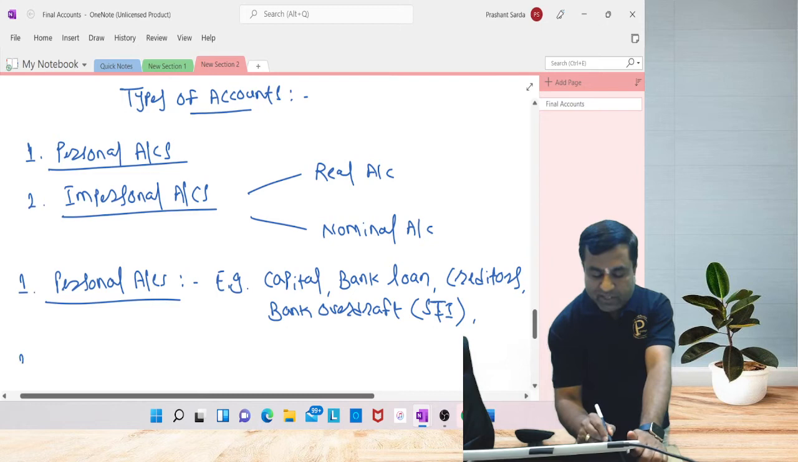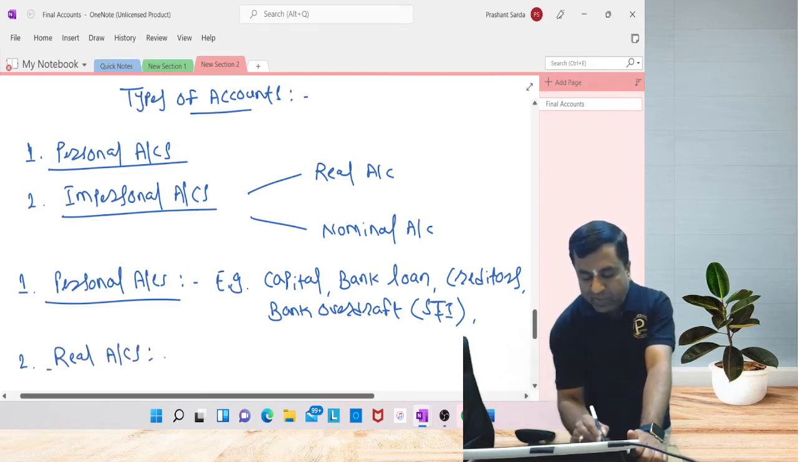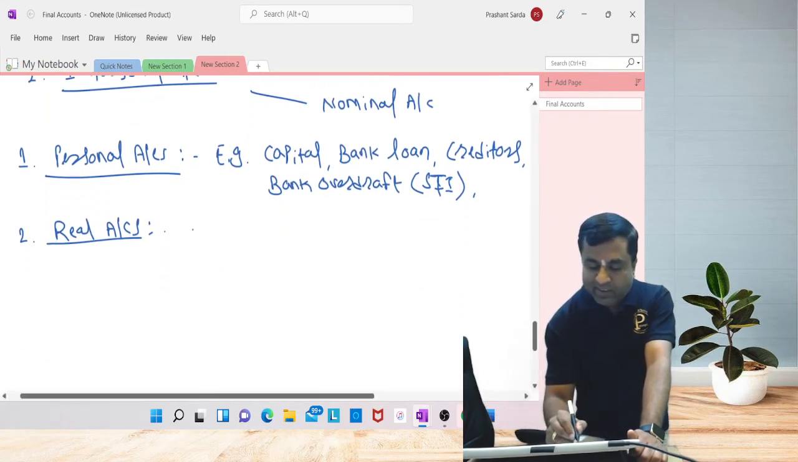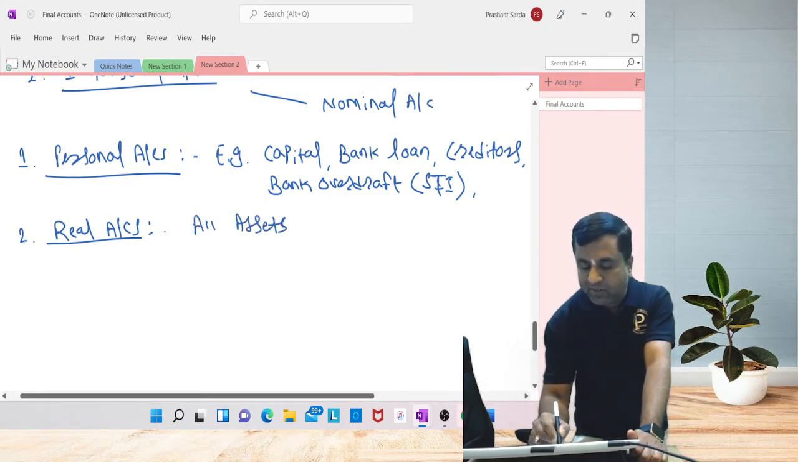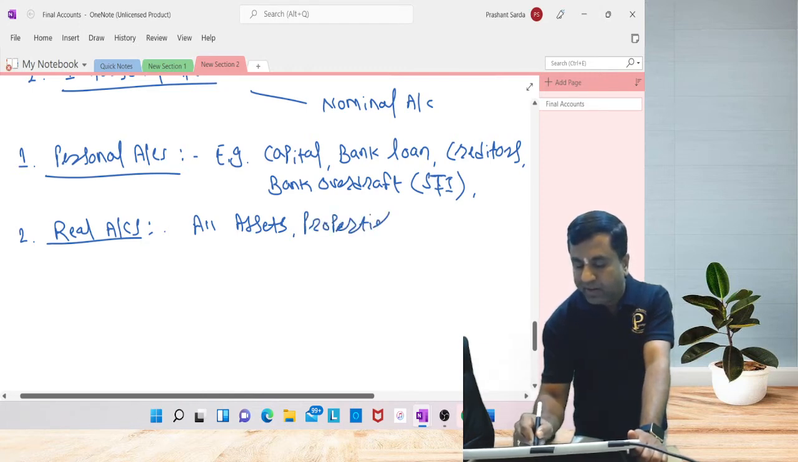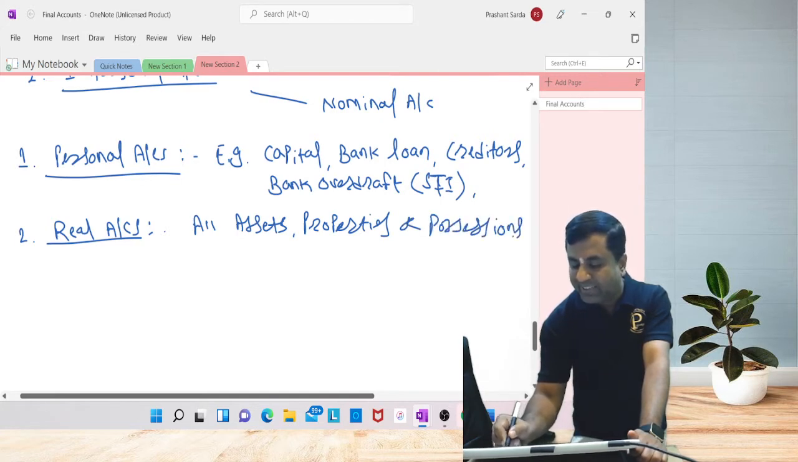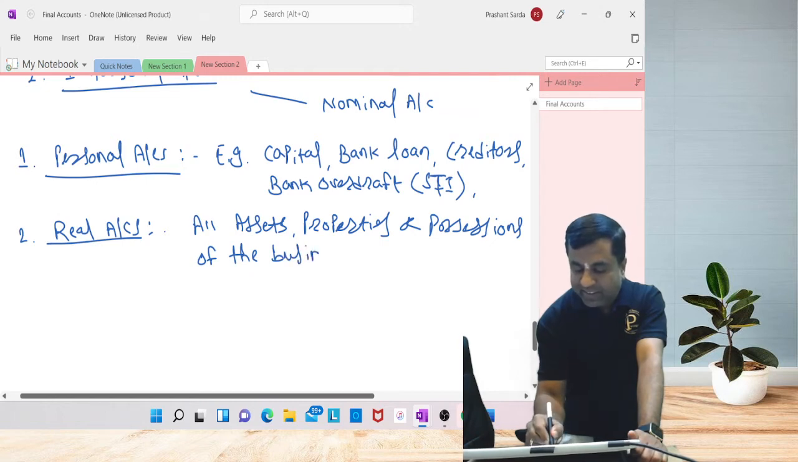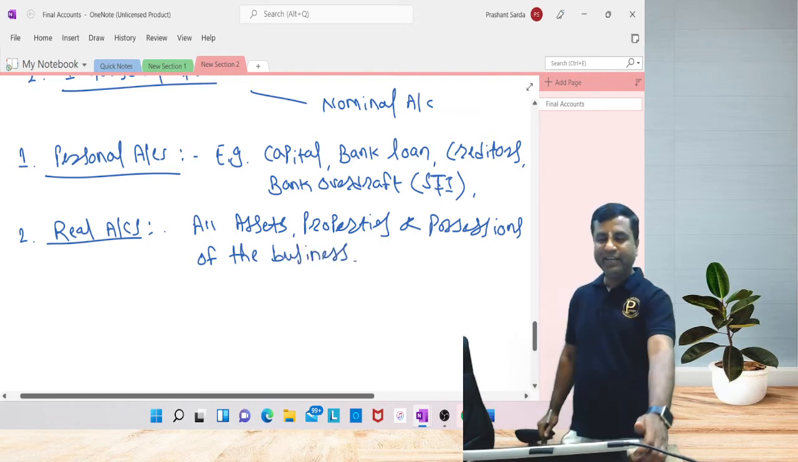Let's go for the second account there, that is real account. Do remember everybody, real accounts are always assets. So all assets, properties and possessions are always real accounts. That is what the rule there. So you can write down all assets, properties and possessions are basically real accounts. All assets, properties and possessions, or you can call it as possessions. That is the pronunciation difference. All assets, properties and possessions of the business are usually real accounts. So that is what the real account sentence here as far as types of account is concerned.